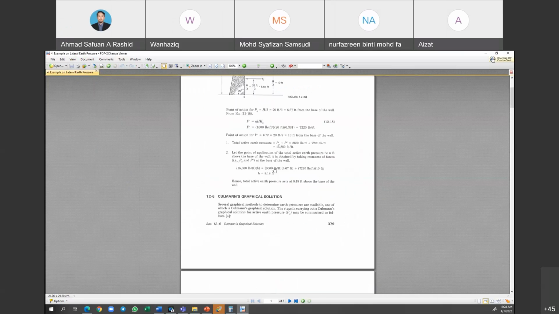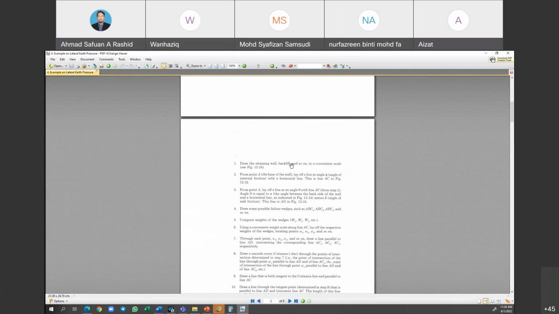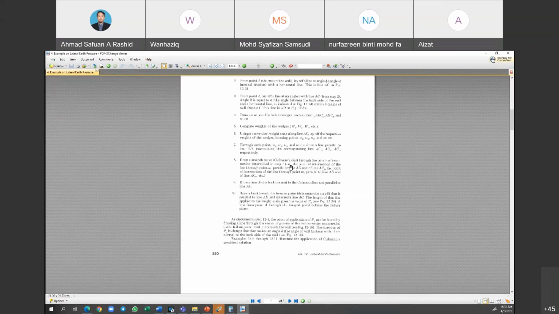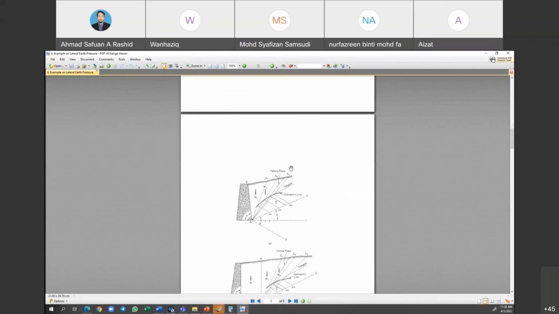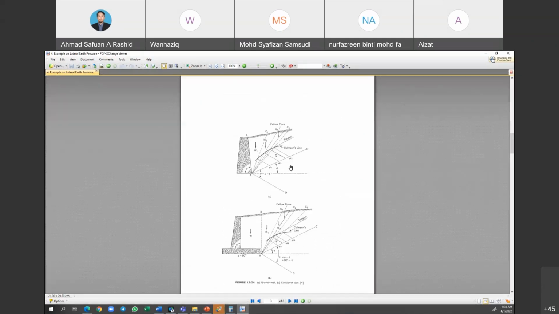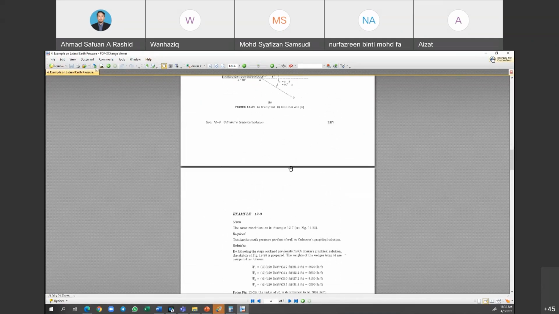So this is based on the static approach. The only difference with the dynamic is by introducing the K, the theta, and also what we call the KV and KH. So this is the same procedure. We look at this example, how they come up with the solution. From A, we look at the example of A.